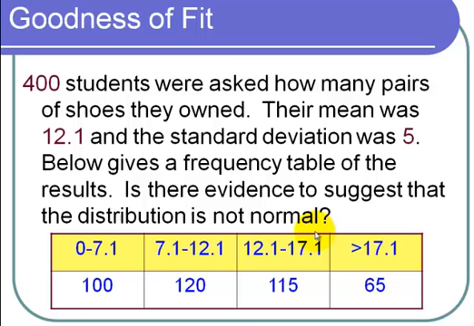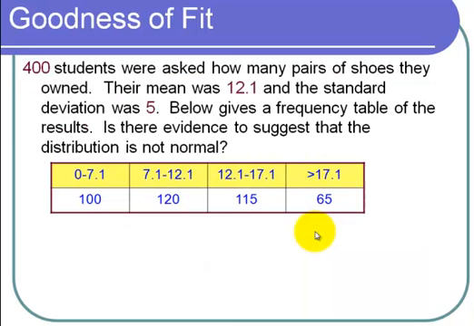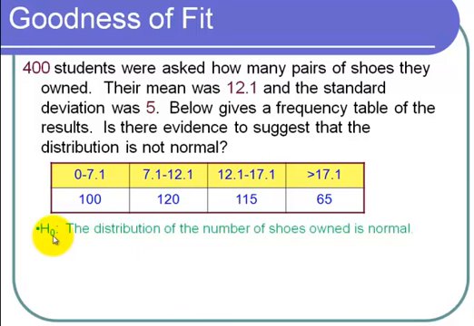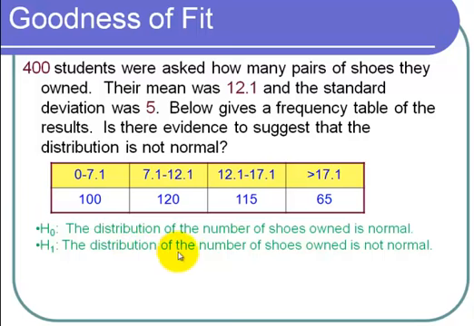So let's write down our null and alternative hypotheses. So the null hypothesis, H naught, is the distribution of the number of shoes owned is normal. It fits the distribution. That means it is normal. Our H1 is the distribution of the number of shoes owned is not normal. It doesn't fit the distribution.